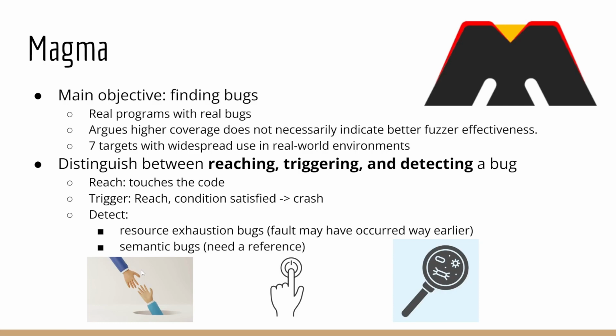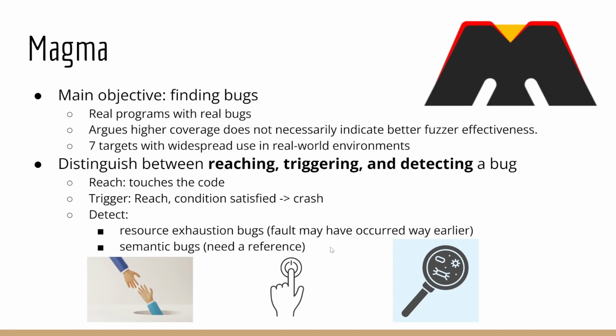The other paper I briefly read was Magma, and they agreed that finding bugs is the key thing. The main differentiating point here is that they argued that higher coverage did not necessarily indicate better fuzzer effectiveness. So, their key thing was distinguishing between reaching, triggering, and detecting a bug. Reaching is just touching it, triggering is satisfying a condition for a crash.